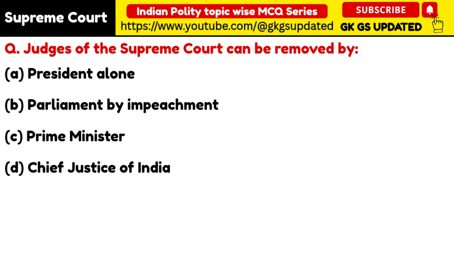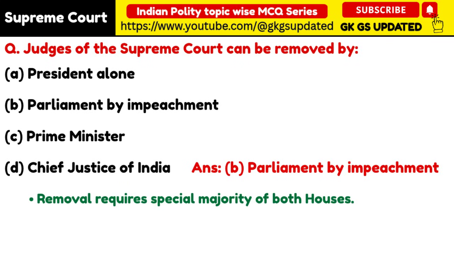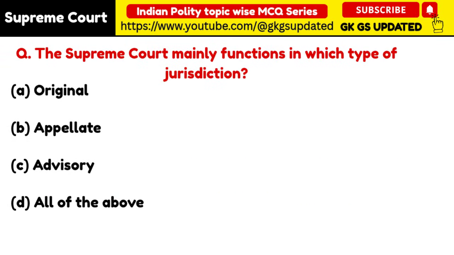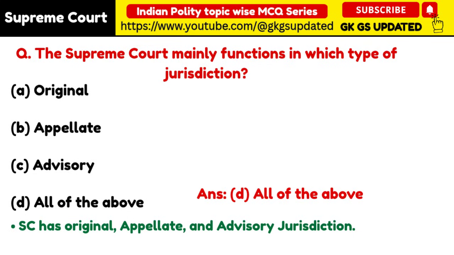Next question. Judges of the Supreme Court can be removed by? Correct answer, Parliament by impeachment. Removal requires special majority of both houses. Next question. The Supreme Court mainly functions in which type of jurisdiction? A. Original, B. Appellate, C. Advisory, D. All of the above. Correct answer, all of the above. Supreme Court has original, appellate and advisory jurisdiction.